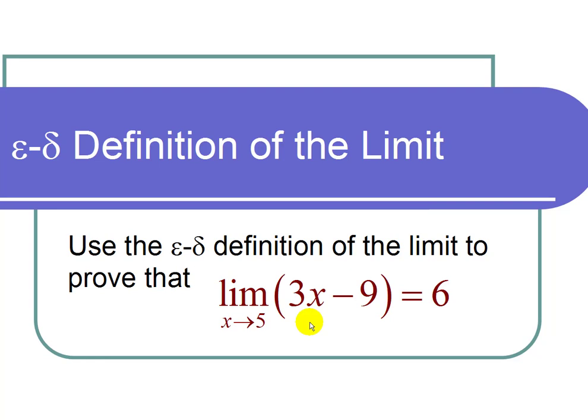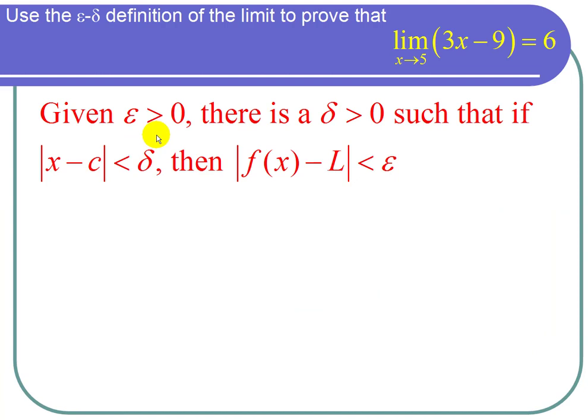So we start out by remembering the definition, and the definition states, given epsilon greater than 0, there is a delta greater than 0, such that if the absolute value of x minus c is less than delta, then the absolute value of f of x minus L is less than epsilon. So pretty much what we need to do is find our delta in terms of epsilon.